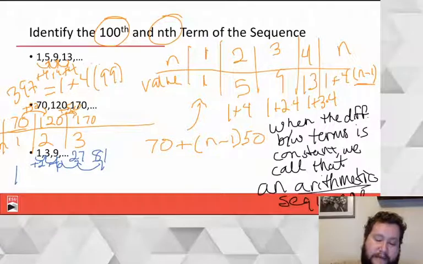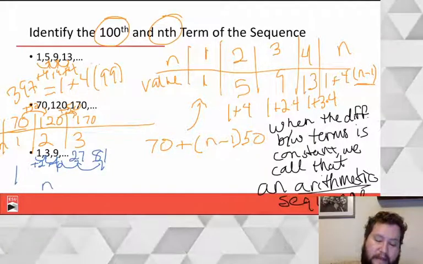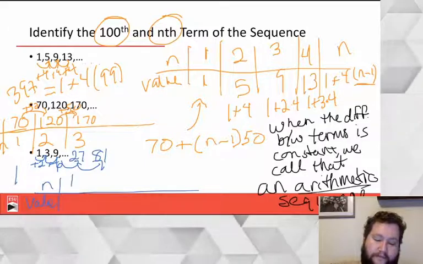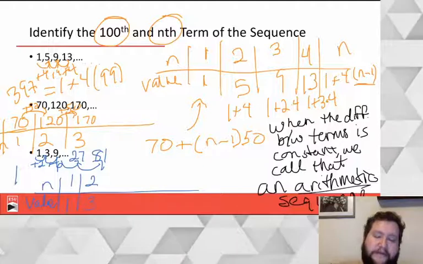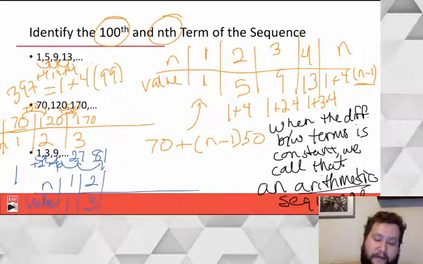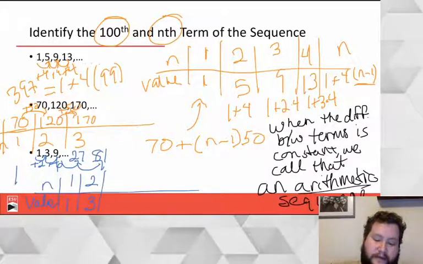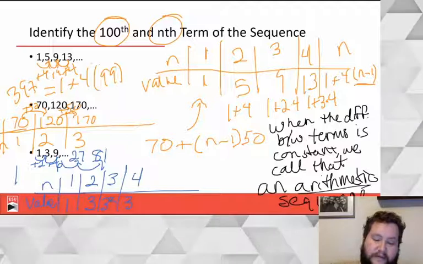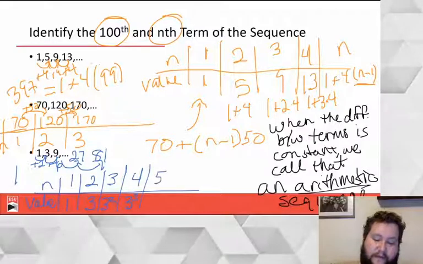So here I'll write my table, n, and my value. When it's 1, it's 1. When it's 2, it's 3. And let's go ahead and start writing this as powers of 3. When it's 3, it's 3 squared. When it's 4, it's 3 cubed. When it's 5, it's 3 to the 4th.